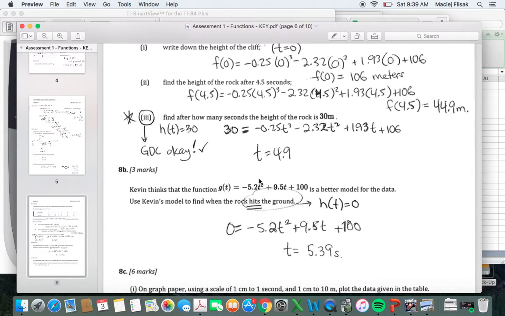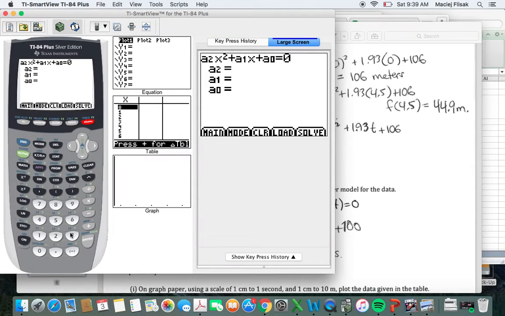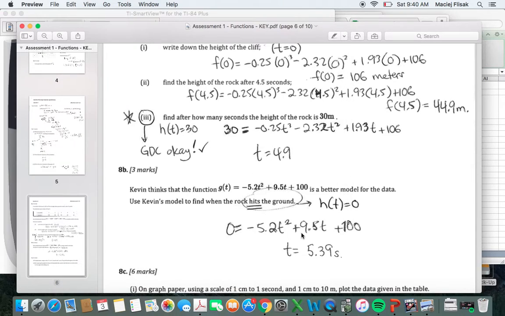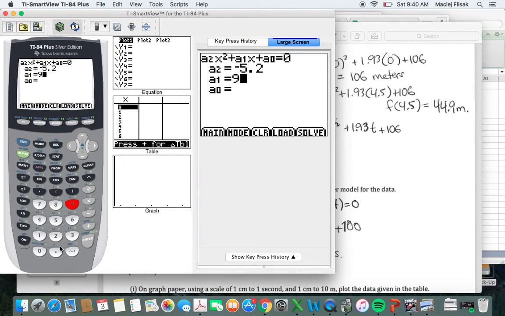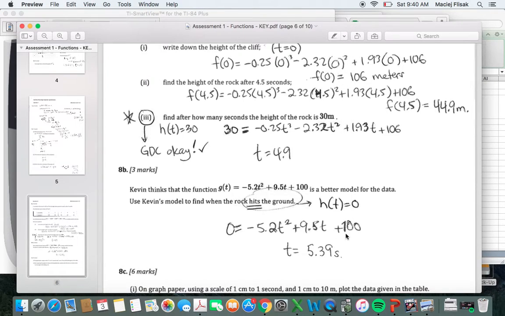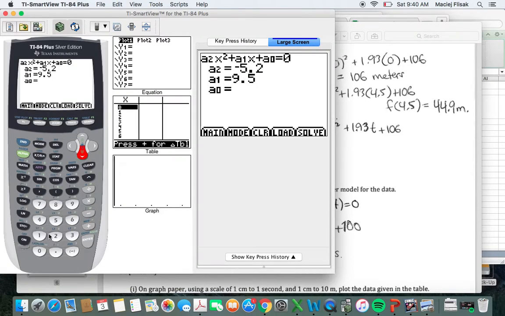So using Kevin's model, negative 5.2. Next one, the next coefficient in front of the x, 9.5, and then the final one, the constant. In his, the constant is 100. And with the other one, we had to do the 106 minus 30, we made 76. With this one, this is already 0, so this is 100, and we're going to use 100. So I'm going to put 100 in here, and solve.